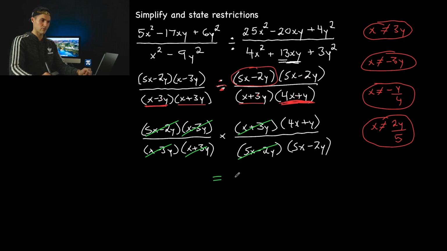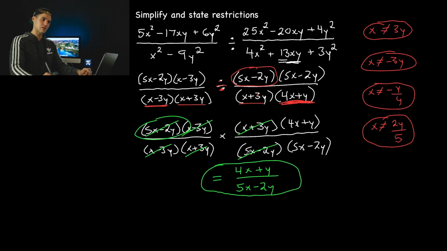So what are we left with? We're just left with the 4x plus y at the top and one more factor of the 5x minus 2y at the bottom because we only canceled out one of them with this factor over here, right? So this ends up being the final answer, and then those are your restrictions. And that is the end of the video.